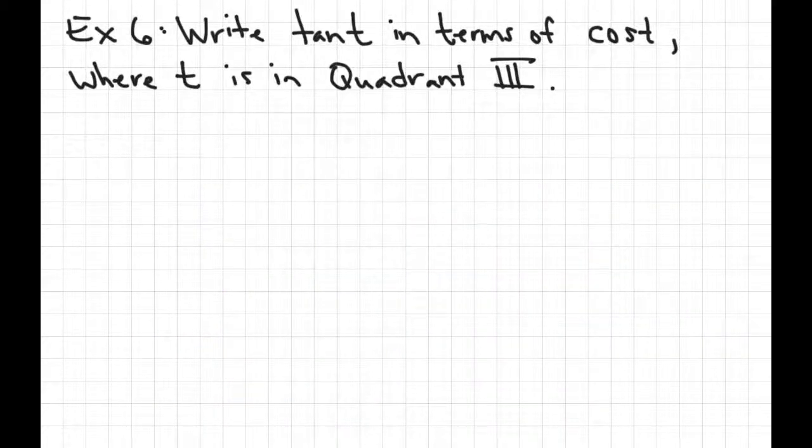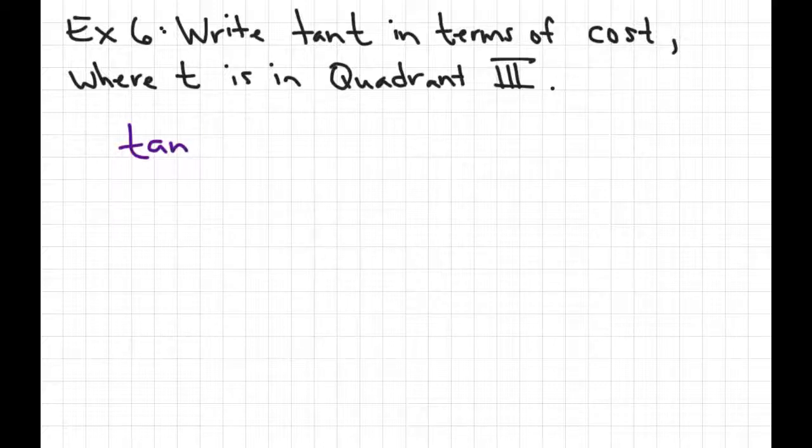One of the things we're going to learn to do is work with some of these identities to do some manipulations. I want to write the tangent of t in terms of the cosine of t. That means I want to write the tangent of t as an equation that only has cosines in it. Well, let's start with this.